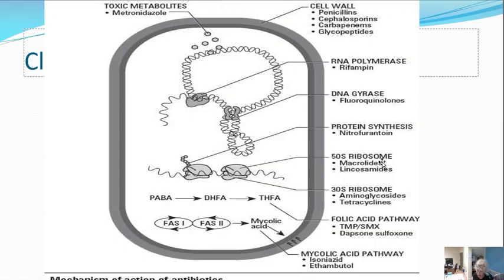The 50S ribosomal subunit is where your macrolides and lincosamides act. The 30S ribosomal subunit is your aminoglycosides and tetracyclines. Your folic acid pathway: TMP, SMX, dapsone, sulfonamides, sulfamethoxazole. And here's your mycolic acid pathway, where you have your isoniazid and ethambutol. It's kind of a nice little diagram.